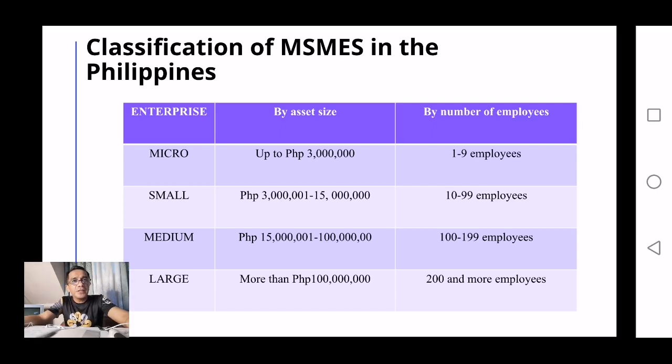Okay, so for the micro enterprise, we will find there that for the asset, it is up to 3 million pesos. So kung ang asset niya is up to 3 million pesos, and the number of employees, 1 to 9, then that enterprise is considered as a micro enterprise. So makikita natin kung ang hinulaan nyo kanina yung sari-sari store is micro, obviously it's a micro.